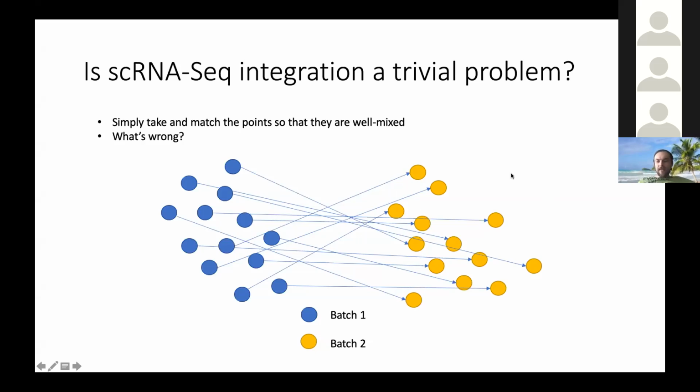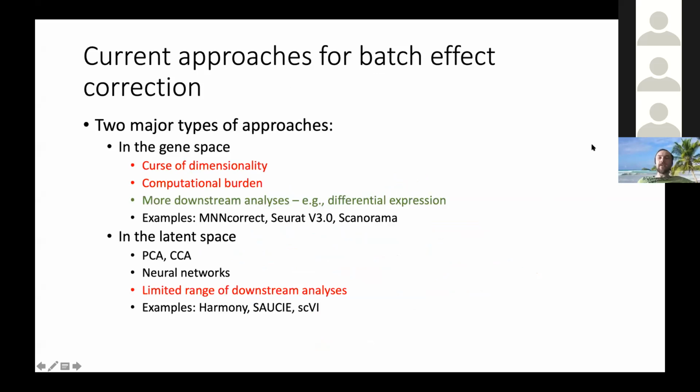The problem with this approach is that we compromise the local structure of each of the data sets. We are destroying the cell-to-cell relationships. So that approach is basically wrong. Here we also have to take into account the local structure of each of the data sets.